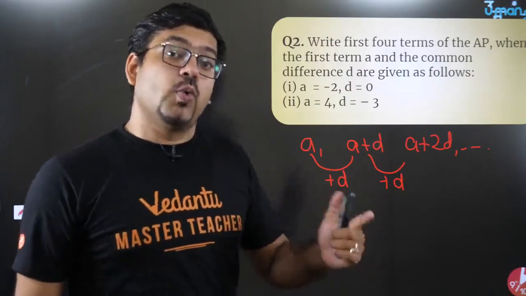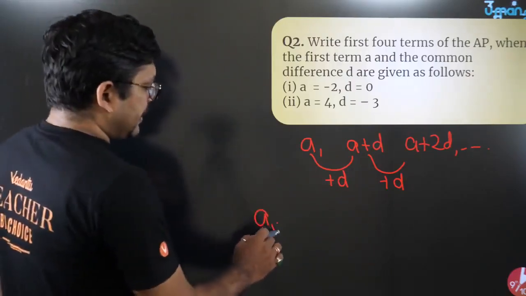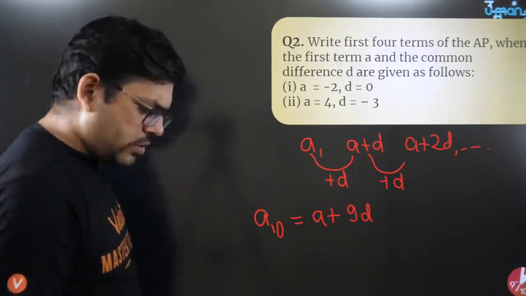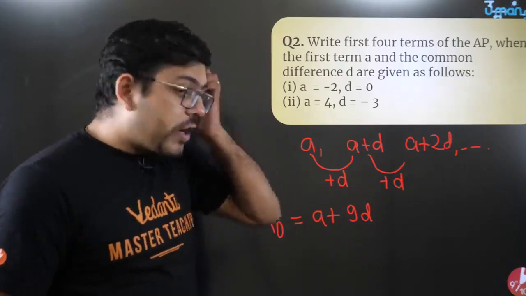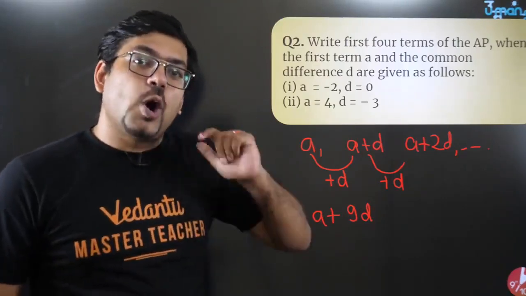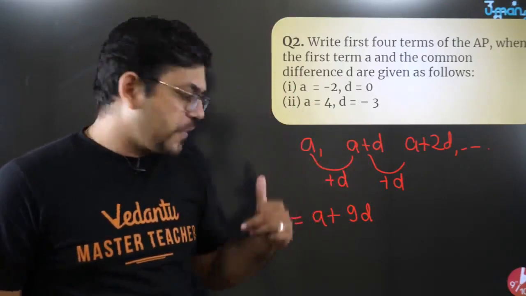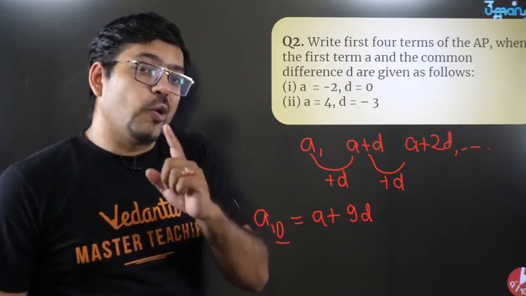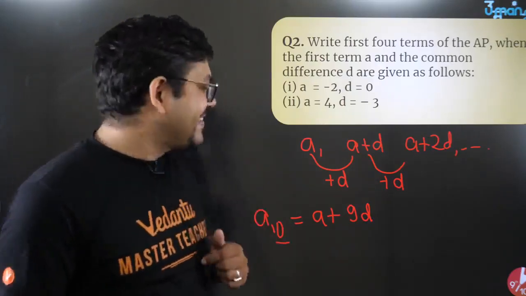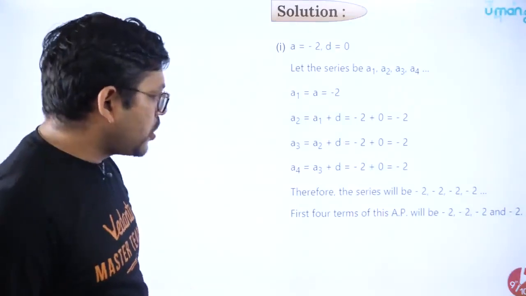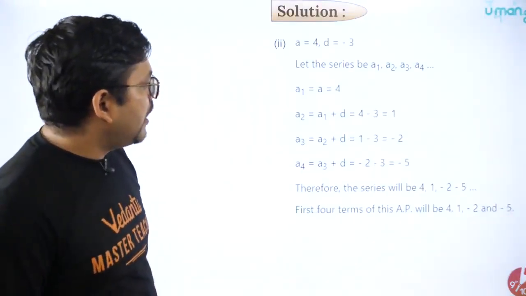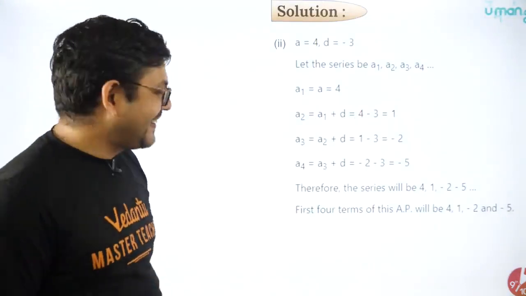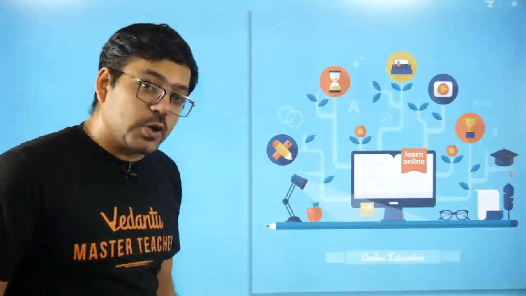So if someone asks you to find the 10th term, you will simply write A plus 9D. Why 9? Because we have already talked about it, that whatever the term number is, the common difference will be added 1 less than that times. So if you have the 10th term, you will add 9 times D. That's what we have already concluded in the starting slide, isn't it? So moving ahead, very simple: minus 2, minus 2, minus 2. And the next one is 4, 1, minus 2, minus 5. Next question.